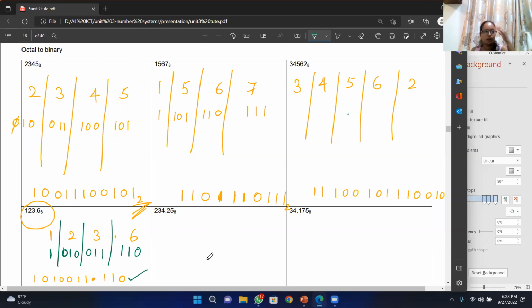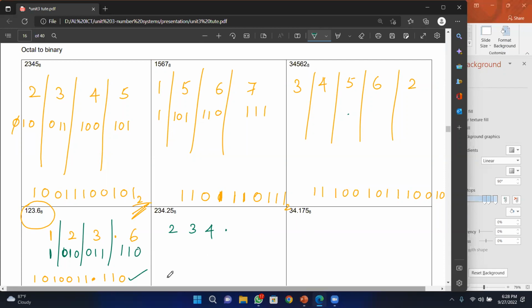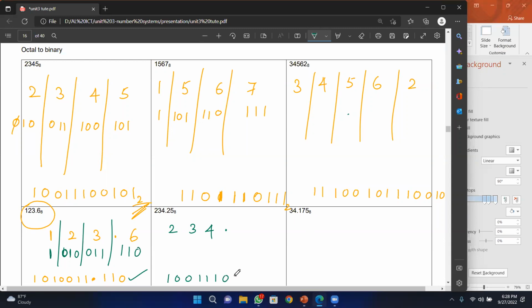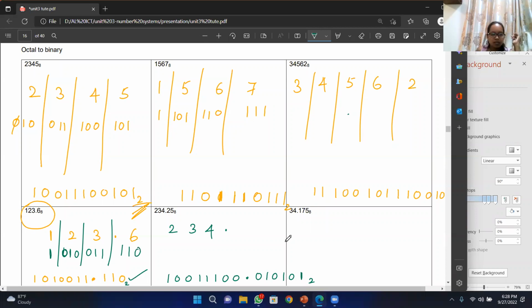Yeah, correct. Correct. Next one. 1 double 0, triple 1, double 0, point 0 1 0, 1 0 1 to the base 2. So yes, the base is important. I have missed the base.